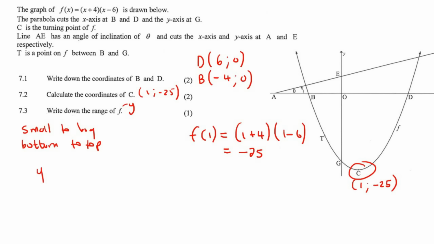So we can say y is an element, and we're going from minus 25, which is included, and then these arrows just keep going forever and ever, and so we're going to go all the way up to infinity. If you prefer to use set builder notation, you would say y is bigger than minus 25. You could actually just say that y is bigger than or equal to minus 25.